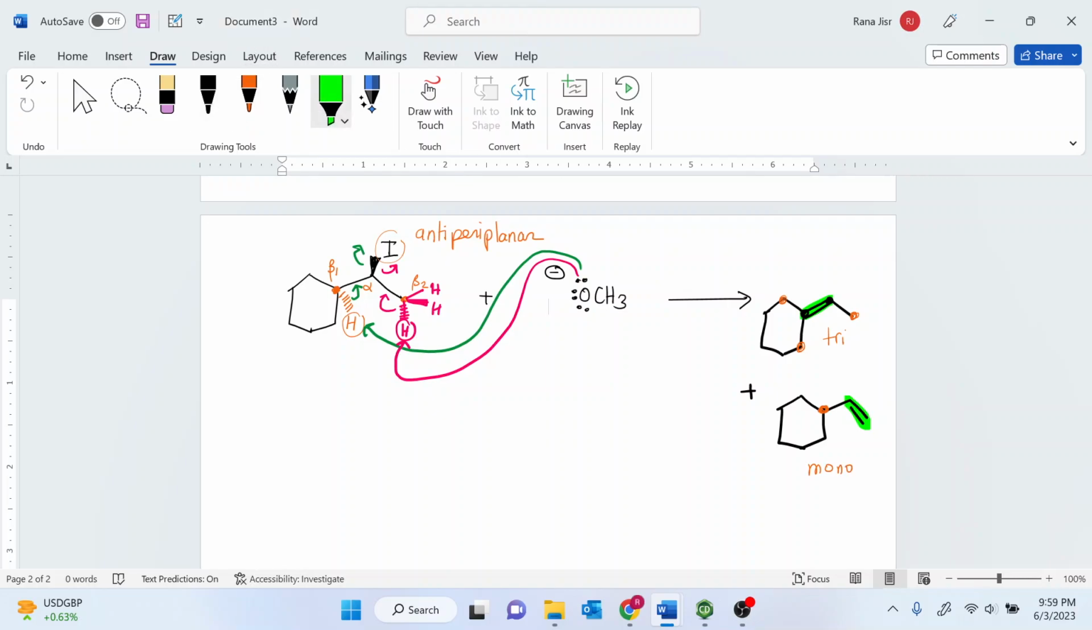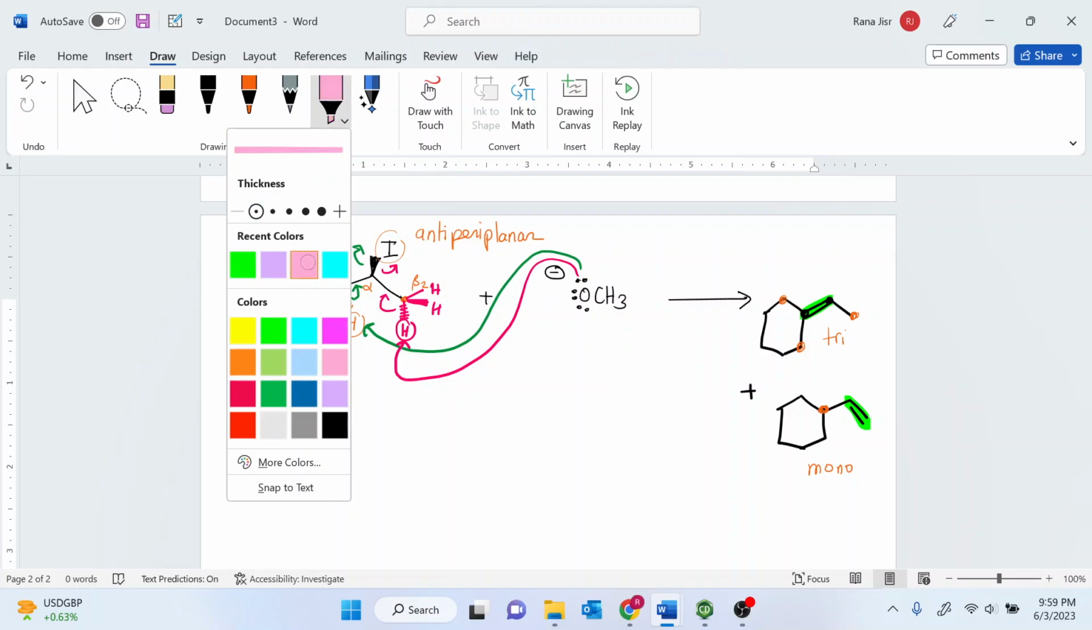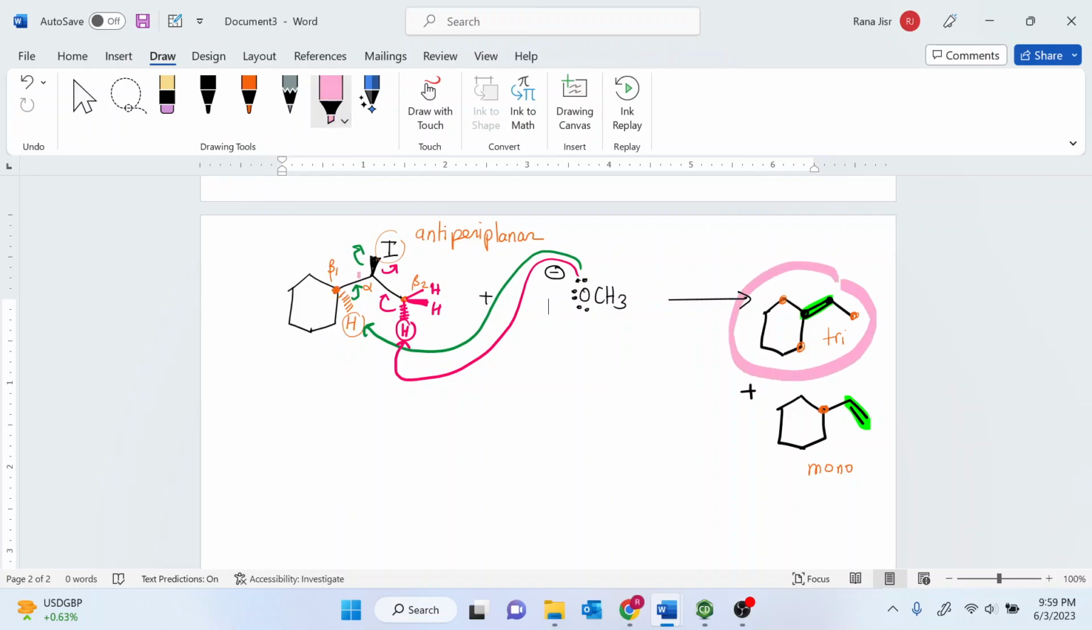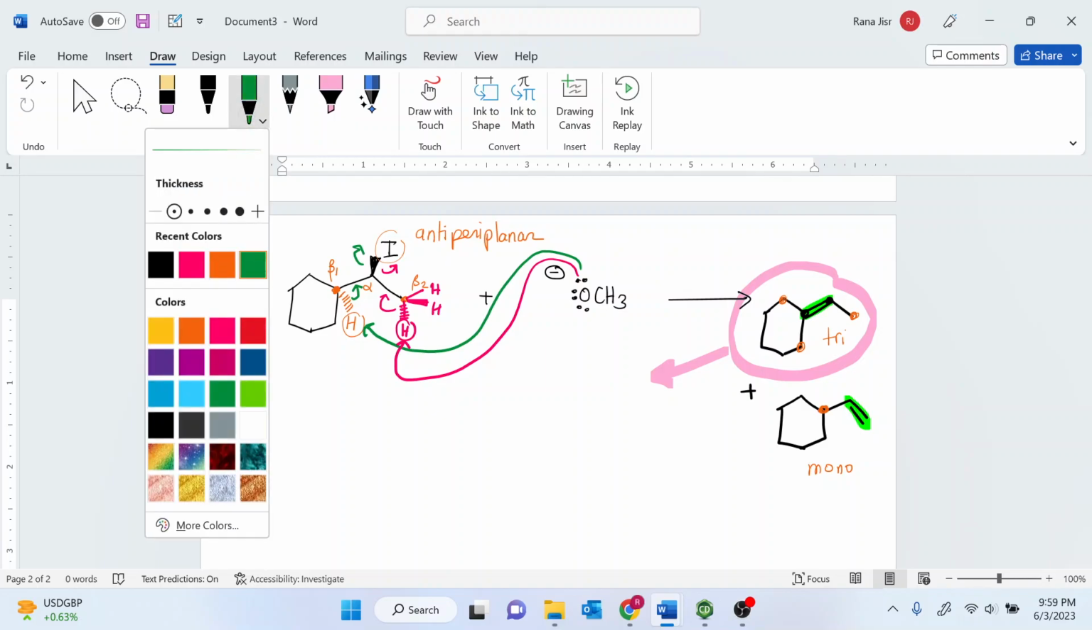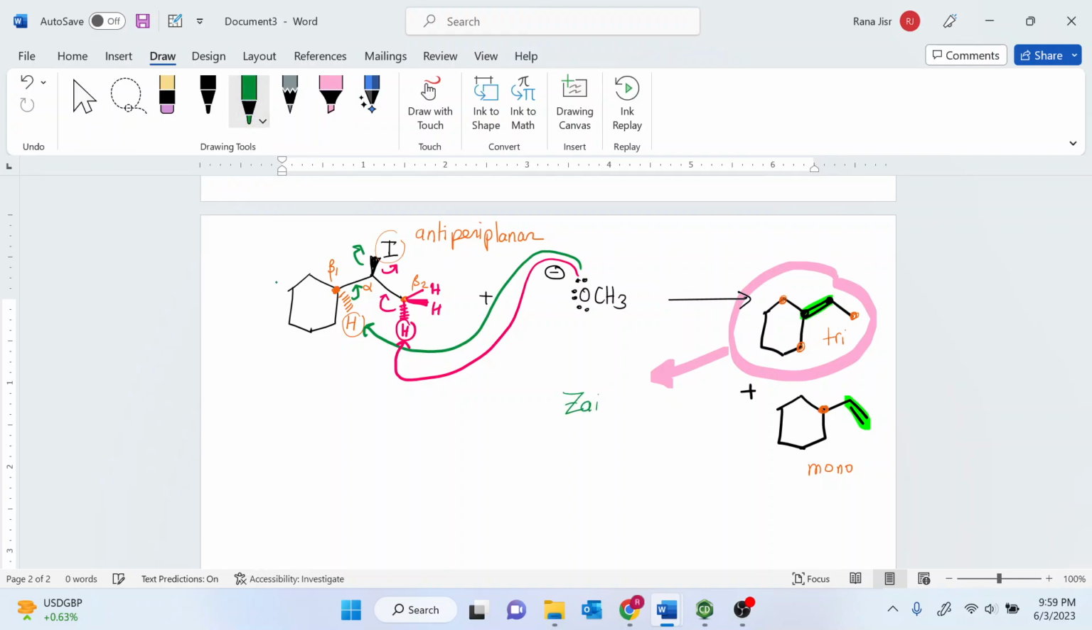So what we're going to do over here is simply circle this one. And we're going to say that this guy over here is going to be our Zaitsev product in there. And that Zaitsev product is going to be our major product. And the reason why this is a Zaitsev product is because it is the most substituted alkene.